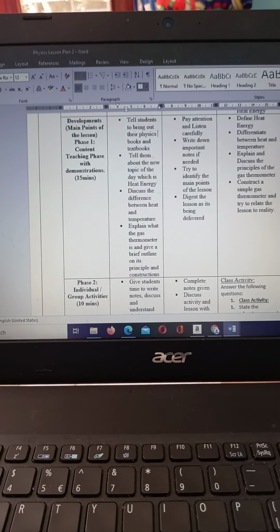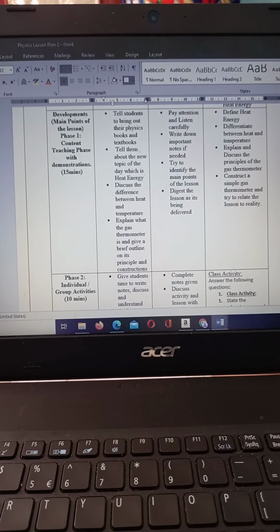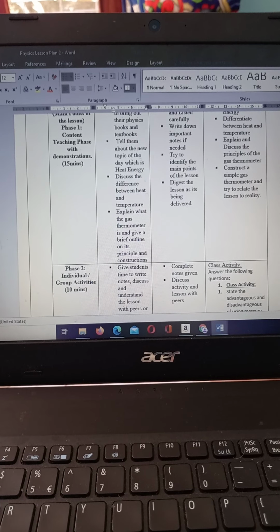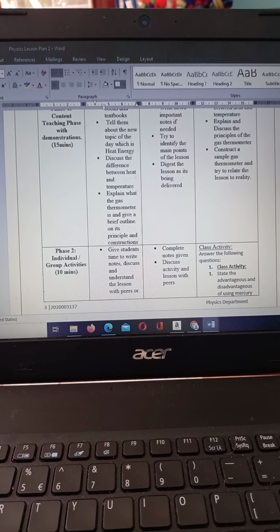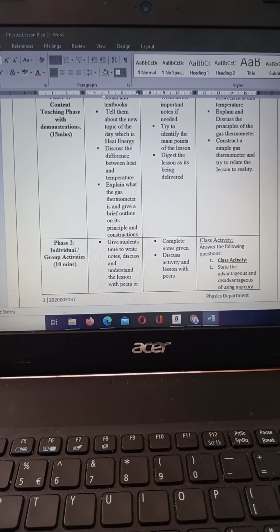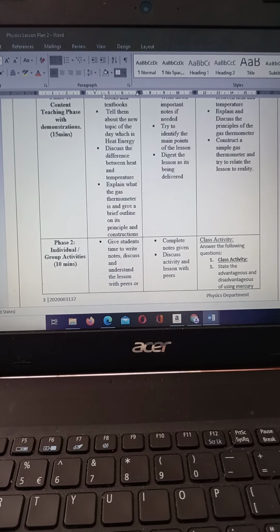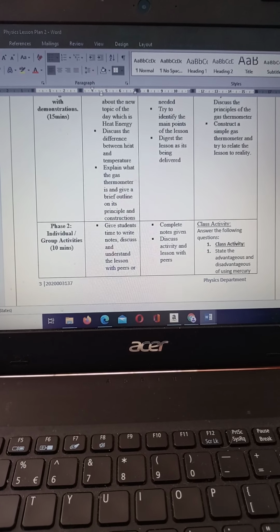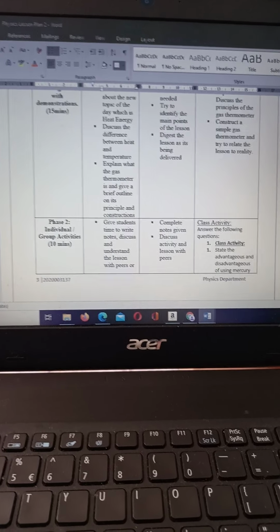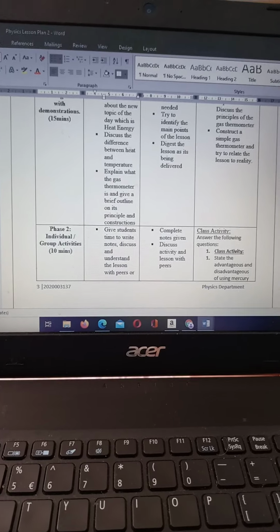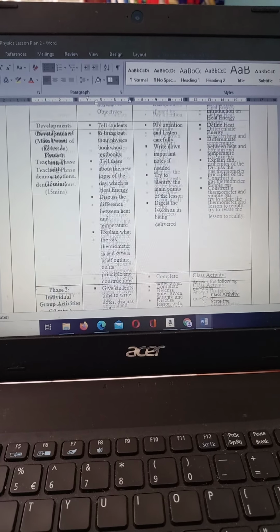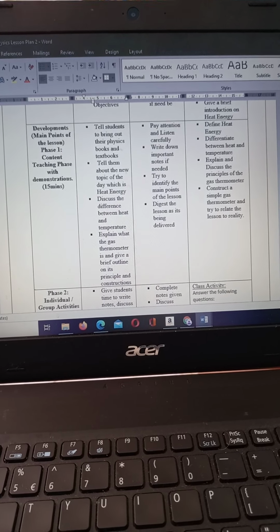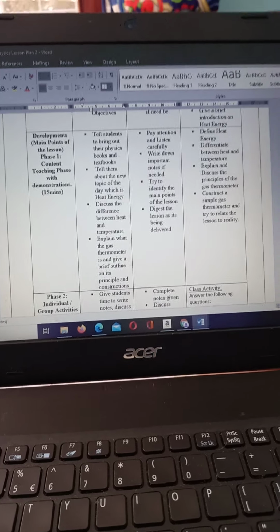I'll tell them about the topic of the day, heat energy, and then discuss the difference between heat and temperature. I will explain what the gas thermometer is, and give a brief outline on its principle and construction. That's all I do as a teacher. Mainly I'll be delivering the lesson.